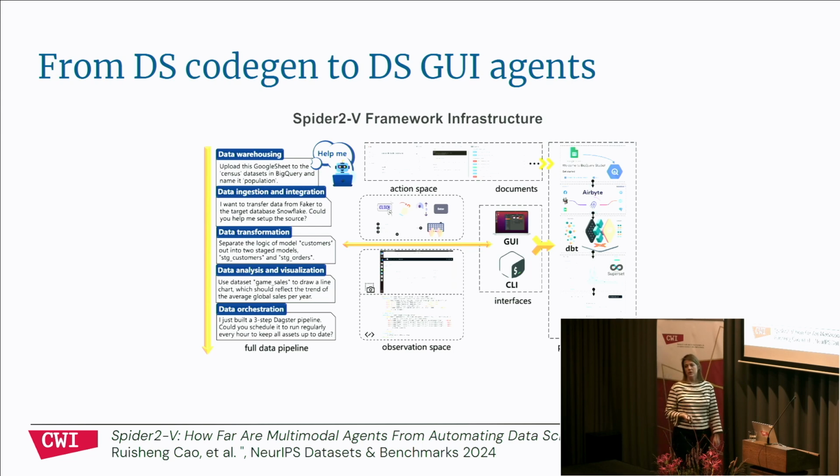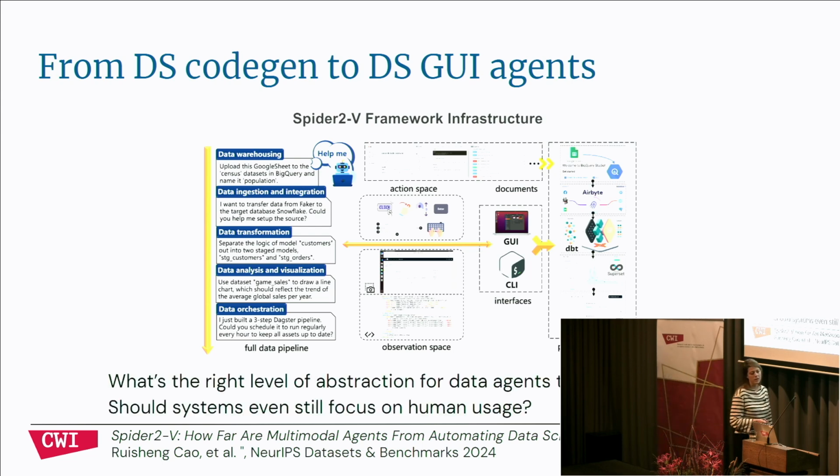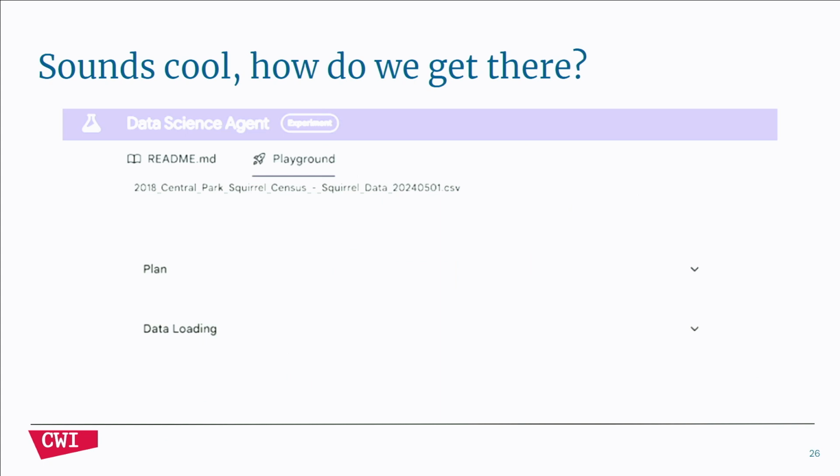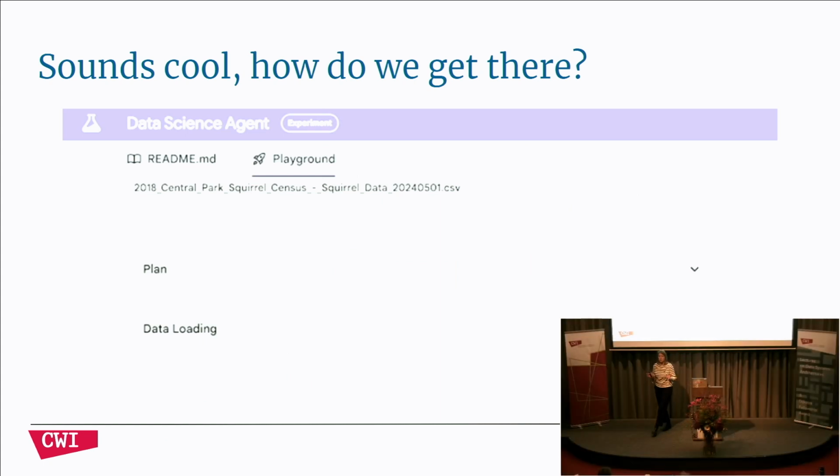I think the question for us to think about is, what's the right level of abstraction for data agents to operate on? And should systems even still focus on humans, or at some point also really embrace agents as their customer? So, okay, I think that sounds pretty cool, or at least to me. The question is, how do we get there?